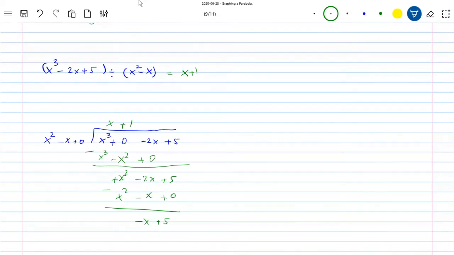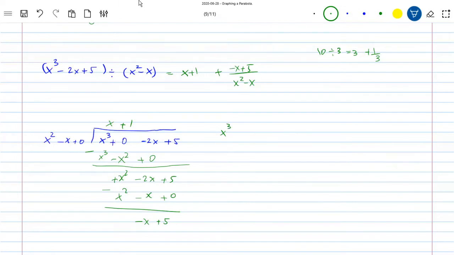How do I write the remainder? You cannot write plus negative x plus 5. This remainder is a fraction. It's a fraction divided by x squared minus x. When you divide 10 by 3, you don't say it is 3 plus 1. You'll say it's 3, because 3 times 3 is 9. What is that 1? 1 is the remainder. So you write this 1/3. Okay, so if you divide 10 by 3, it's 3 plus 1/3. This is the same thing.